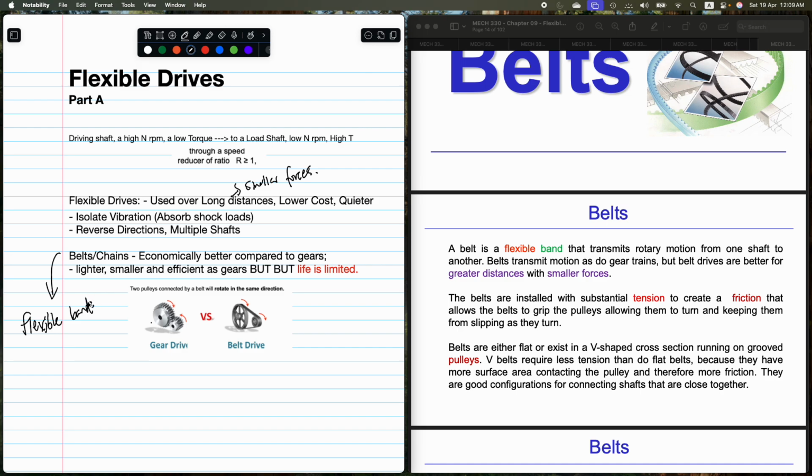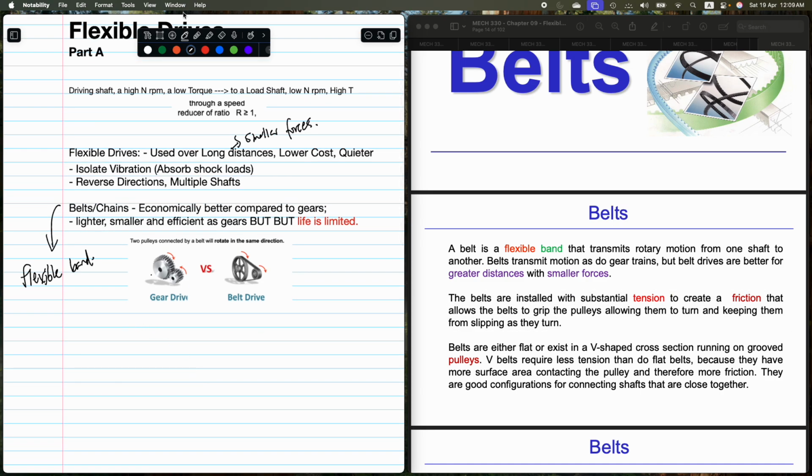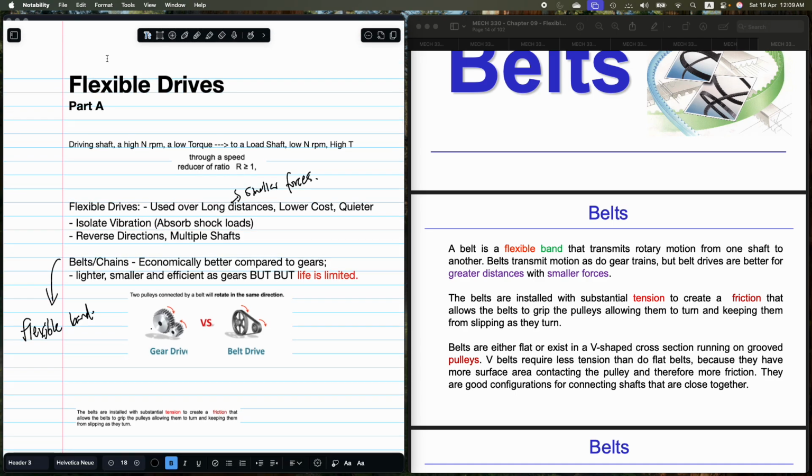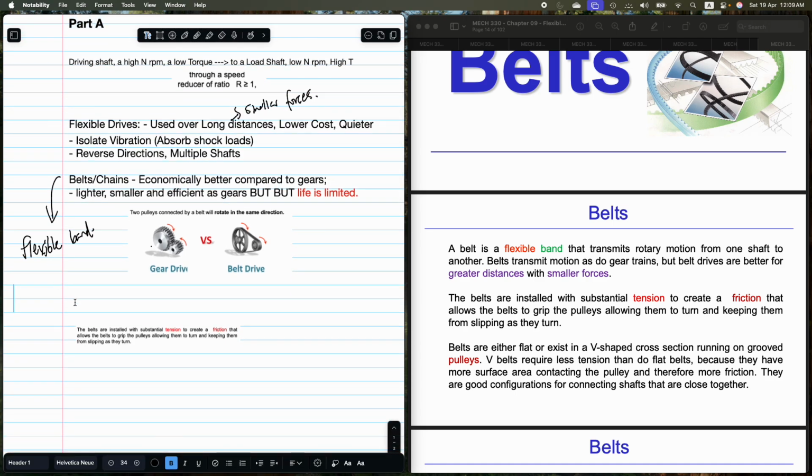The belts are installed with substantial tension to create friction that allows the belt to grip the pulleys, keeping them from slipping as they turn. This seems important. Oh, I didn't write part B. Give me a second. Let's add this here. Go back to text. Control C, Control V.